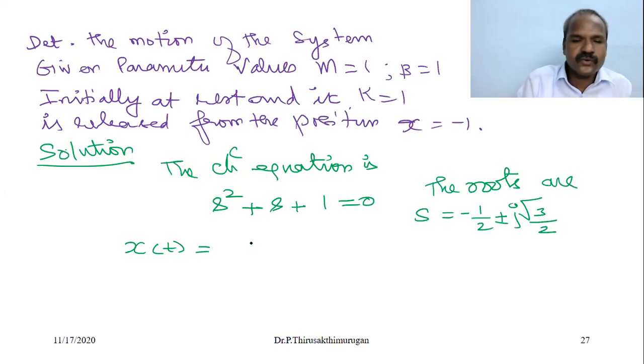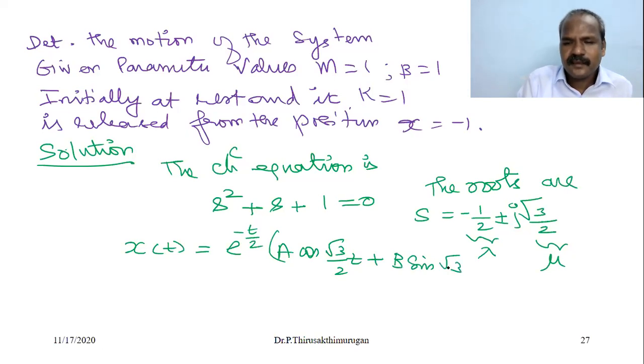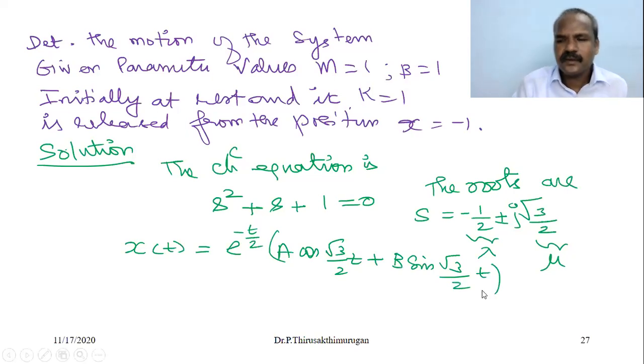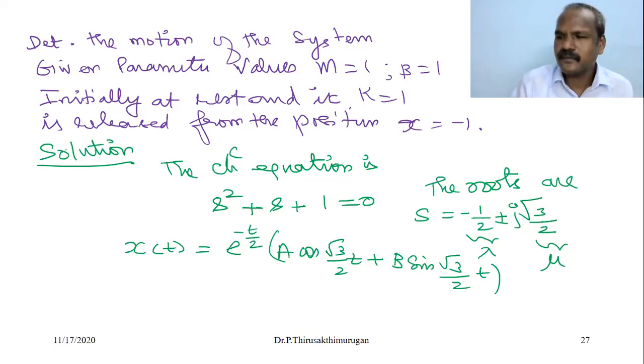x of t equal to e power, so lambda, this is mu. So lambda is -1/2, t by 2, right? e power -t by 2 into A cos √3/2 t plus B sin √3/2 t. Right, no problem. So what is next? So actually, for this, what is the solution?